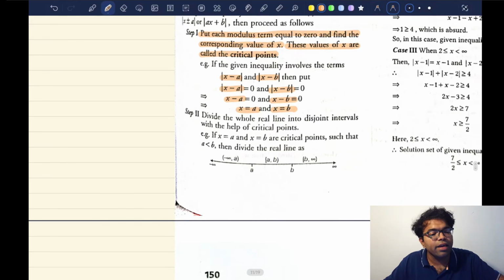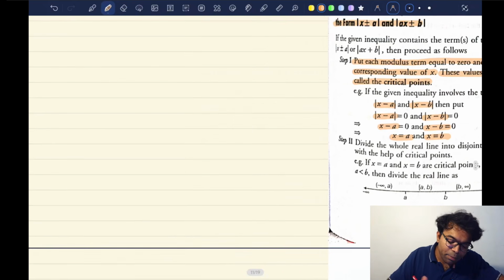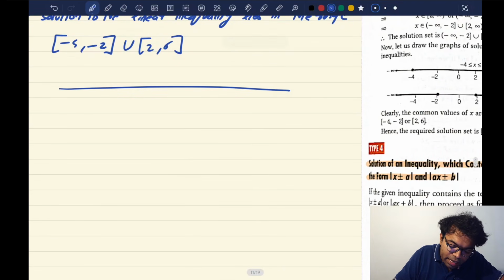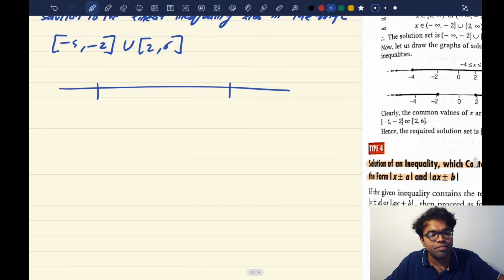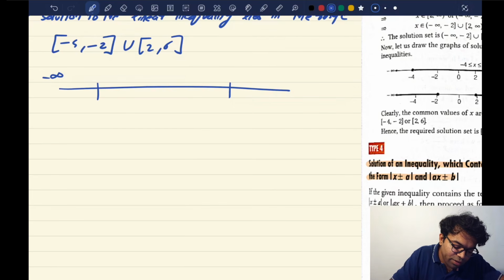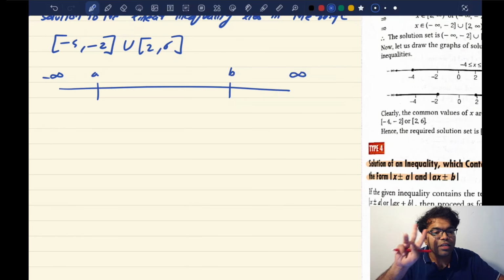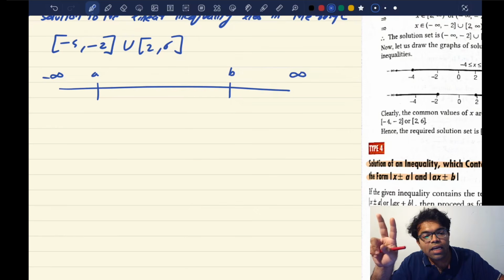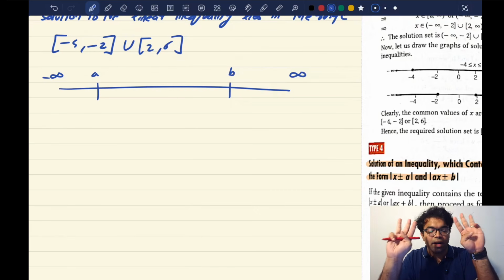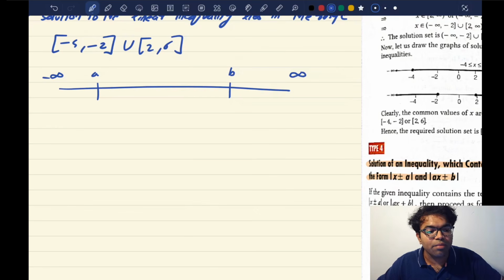Okay, now here see, in a number line, if I have two sections, how many parts have I divided this number line into? I have divided it into three parts: minus infinity to a, a to b, and b to infinity. These two critical points, or the zeros of the inequalities, have divided the whole number line into three parts. These areas become the ranges.